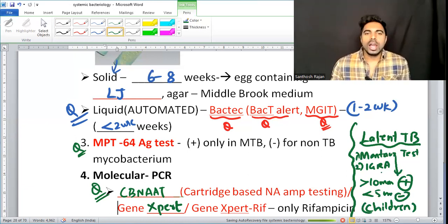Okay, Mantoux test. And IGRA is another test. It's based on how much mediator is released when you inject this. IGRA is a type of ELISA test. That's also another test for latent TB. Okay, that's all for TB.